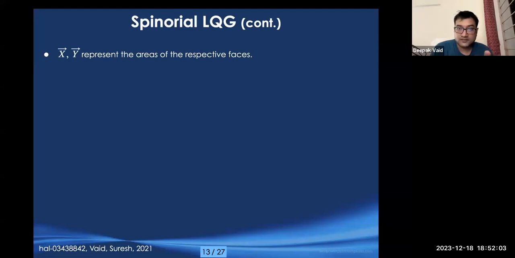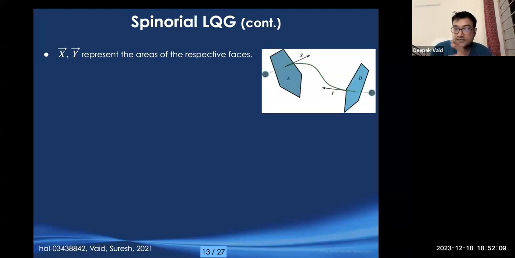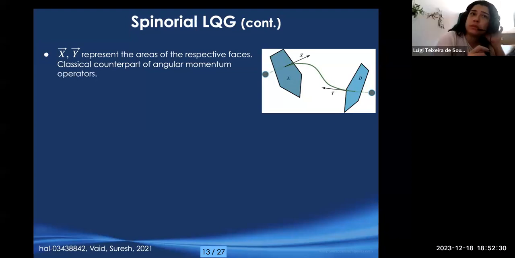So each of these three vectors represents an area. And this is the physical picture. Maybe I should show this physical picture in the beginning. These vectors are the classical counterpart of angular momenta. So when you quantize it, you will get spin, SU(2) spin.